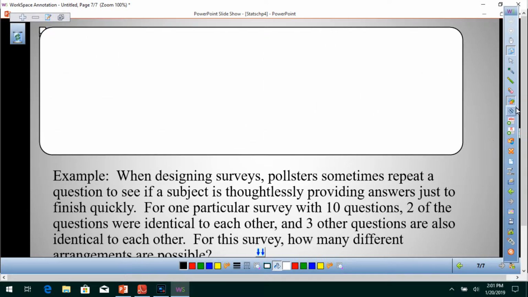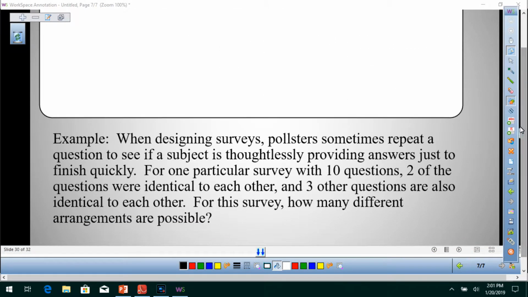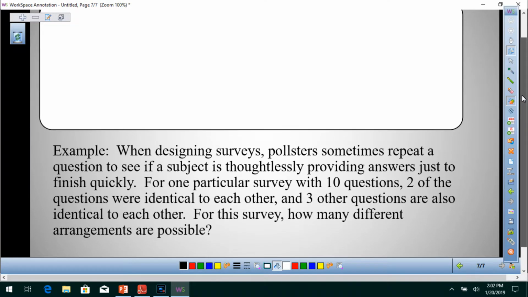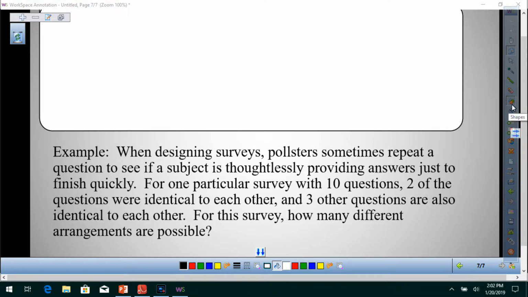When designing surveys, pollsters sometimes repeat a question to see if a subject is thoughtlessly providing answers just to finish quickly. For one particular survey with 10 questions, 2 of the questions are identical and 3 other questions are also identical. For this survey, how many different arrangements are possible?